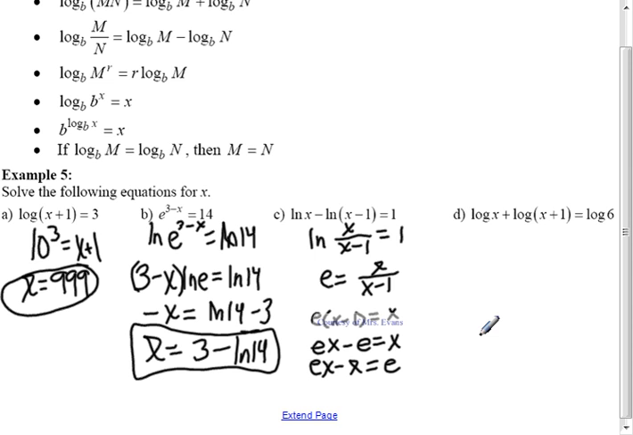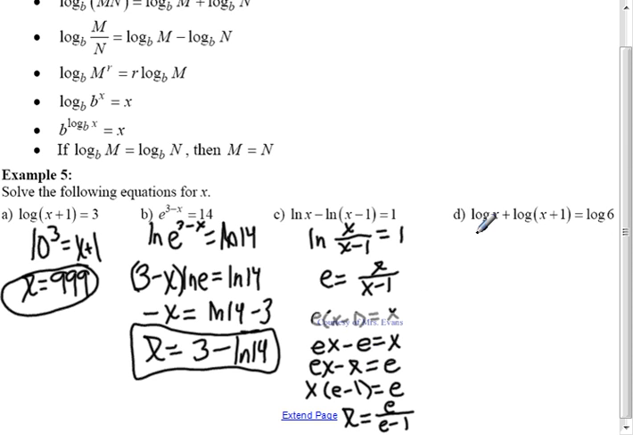Factor out an x. So I have e minus 1 left over. And then divide both sides by e minus 1. So x, the exact value of x, is e over e minus 1.